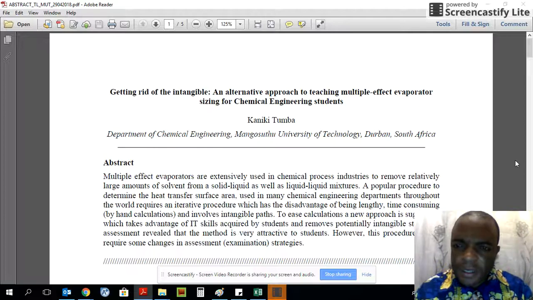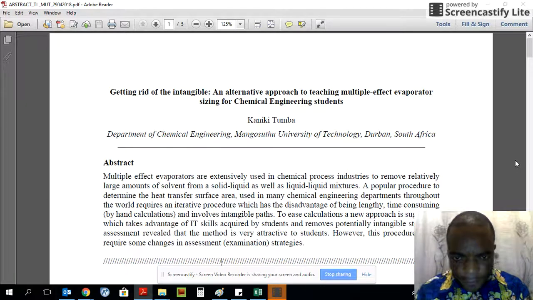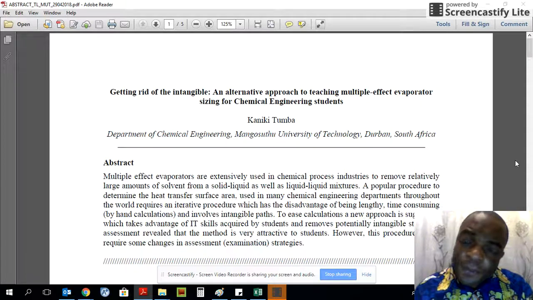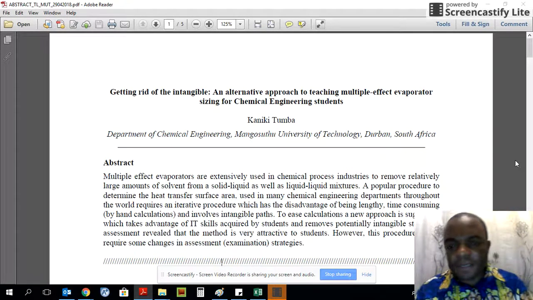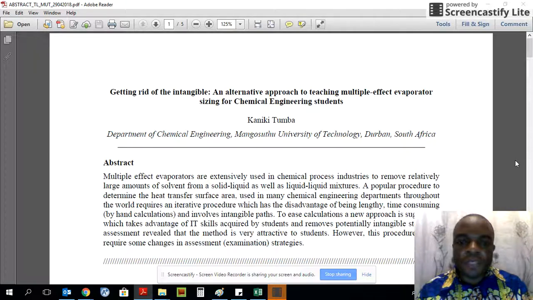In the previous session, we learned a procedure to size an evaporator, that is to determine the heat transfer area, as well as to calculate material and energy balances. It was left to you to study in depth that method as explained in the textbook and apply that method.